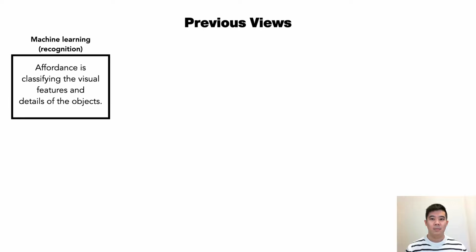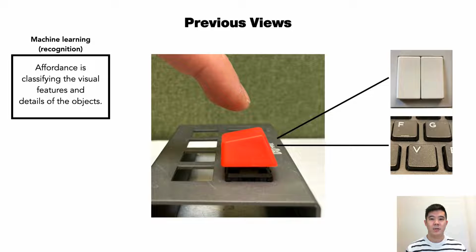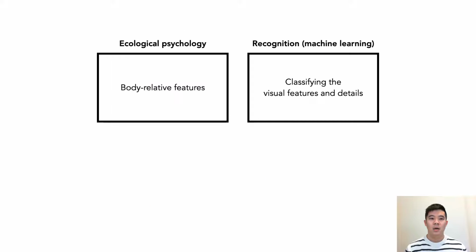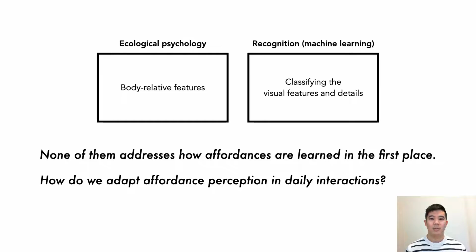The other perspective is from machine learning. To them, affordance is a classification problem. That is, you know this object is pressable because you are able to classify it based on the visual features and details. So there are two perspectives so far, yet none of them explains how affordances are learned, or how we adapt affordance from interactions.